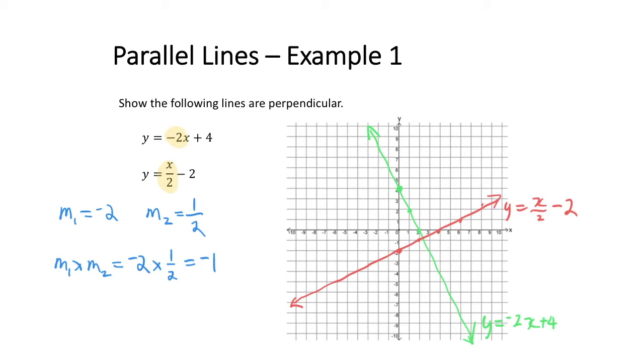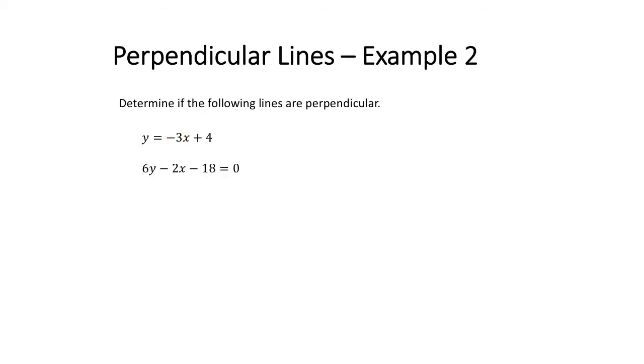Having a look at the graph, we can see that those two lines are perpendicular and that they are intersecting at an angle of 90 degrees. So that's an example of how we can graph perpendicular lines and also identify them using the gradient. Let's have a look at a second example. In our second example, we want to determine if the following lines are perpendicular.